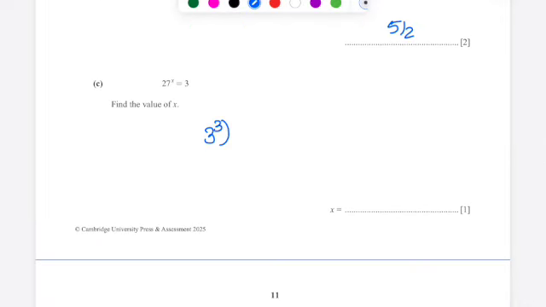27 is 3 power 3, whole power x equals to 3 power 1. 3 power 3x equals to 3 power 1. 3x equals to 1. x equals to 1 upon 3.